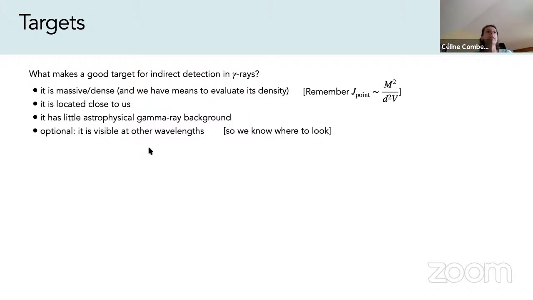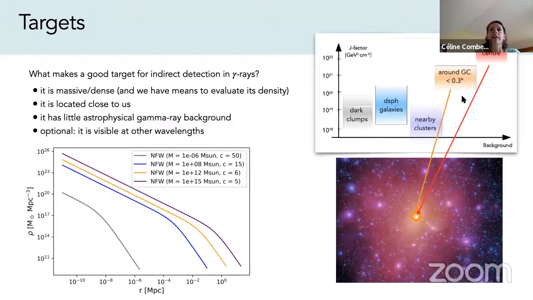And optionally, it is visible at other wavelengths because then you can get some more information about it and you know where to point your instrument. So in the rest of the lecture, we're going to go briefly over what's happening at the galactic center, because it's obviously a nice place to look at because it's quite close and potentially dense.